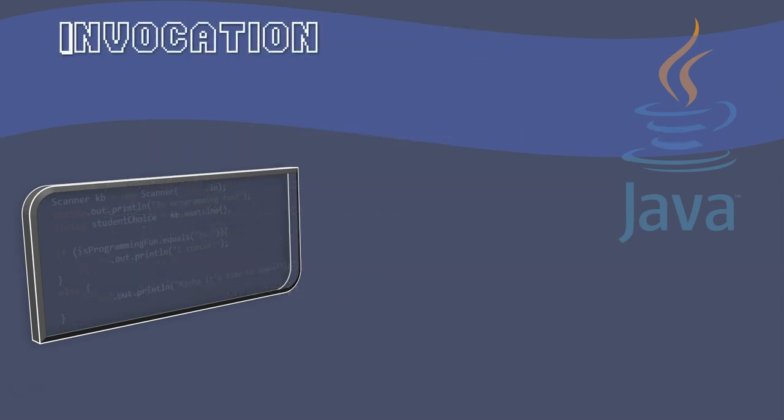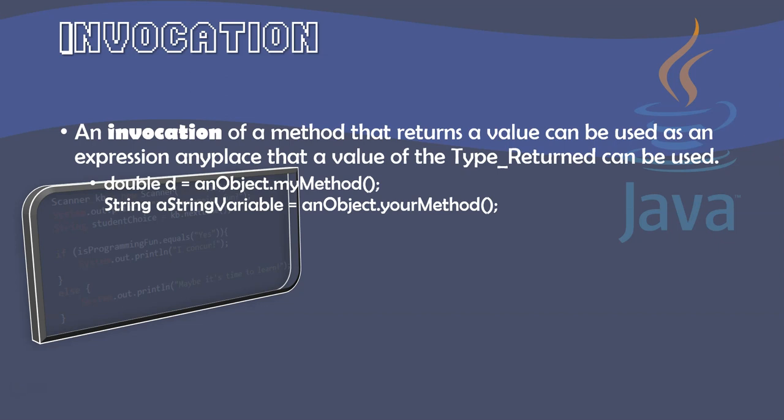Now, invocation is a fancy terminology that gets used a lot, but it's something that we've already been using. An invocation of a method that returns a value is simply something that can be used in an expression, any place that a value of the returned type can be used. If we look at an example here, we say double d equals anObject.myMethod. And remember, myMethod returns type double. And I have a String variable equals anObject.yourMethod. If you remember, yourMethod, we have previously said, is going to return a String type.